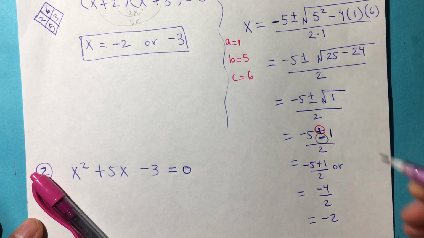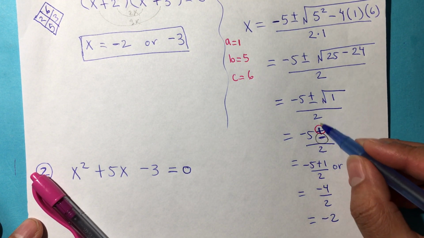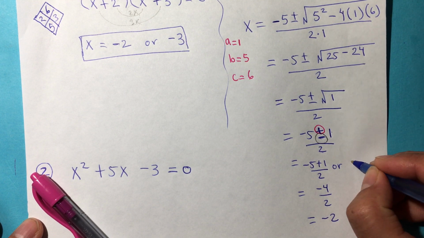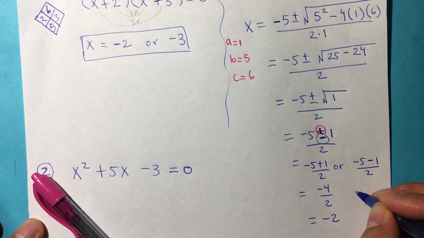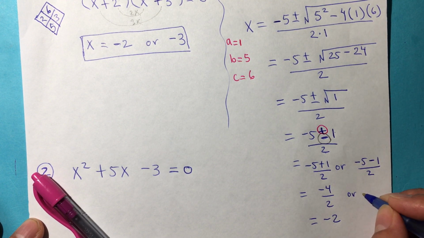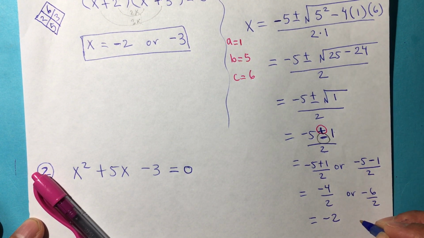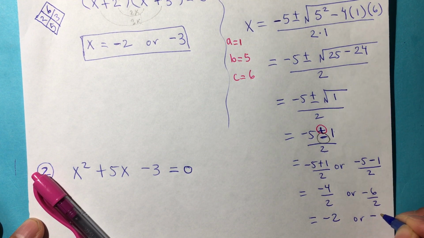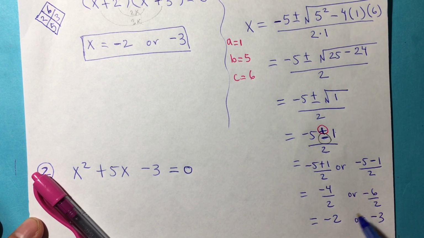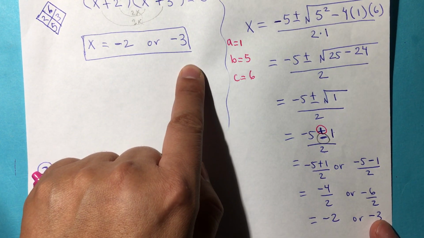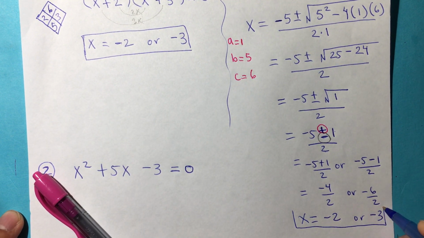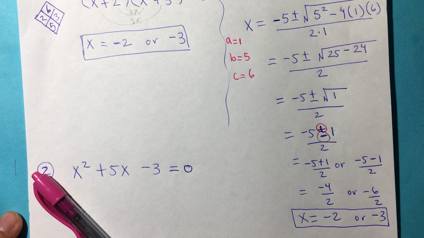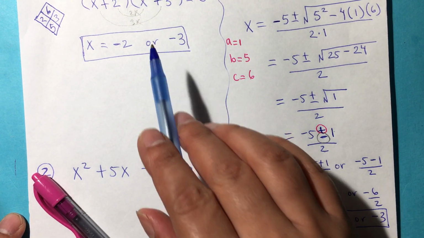And now with the negative, so negative 5 minus 1, negative 5 minus 1 divided by 2. Negative 5 minus 1 is negative 6 divided by 2, which is negative 3. Okay, so if you notice, negative 2 or negative 3, we get the same answers either by factoring or by using the quadratic equation. But that's only when we can factor.